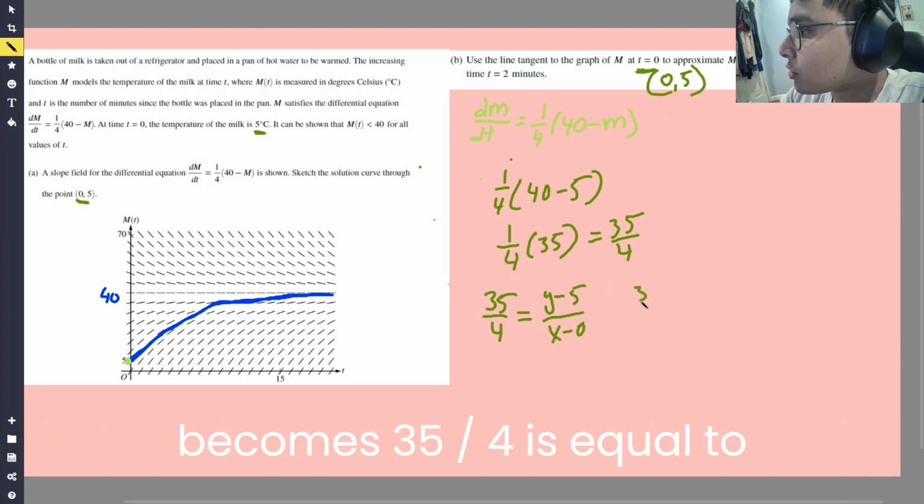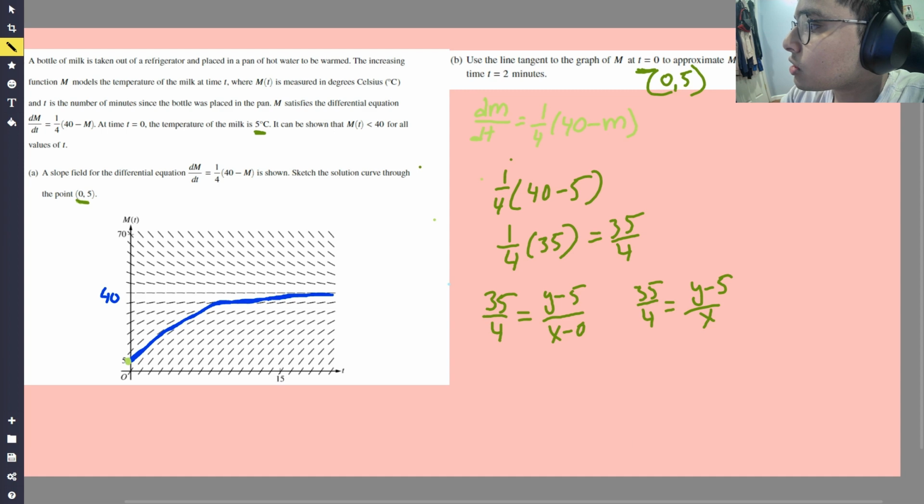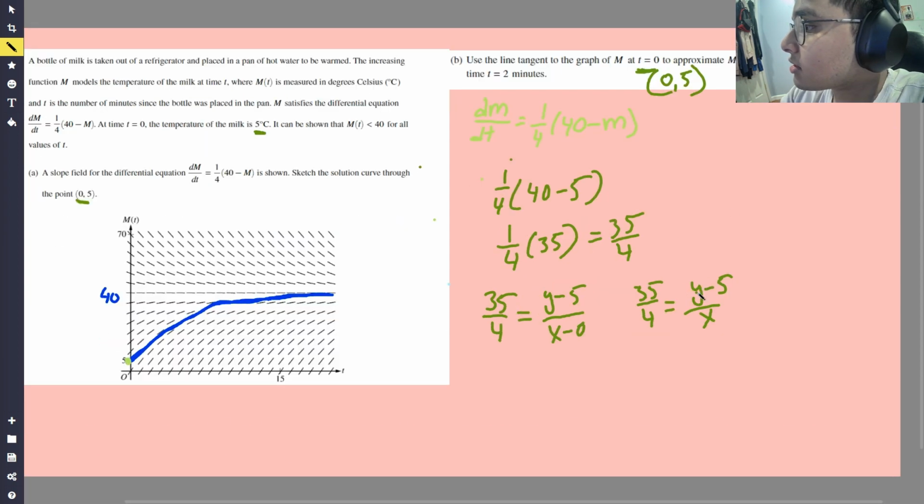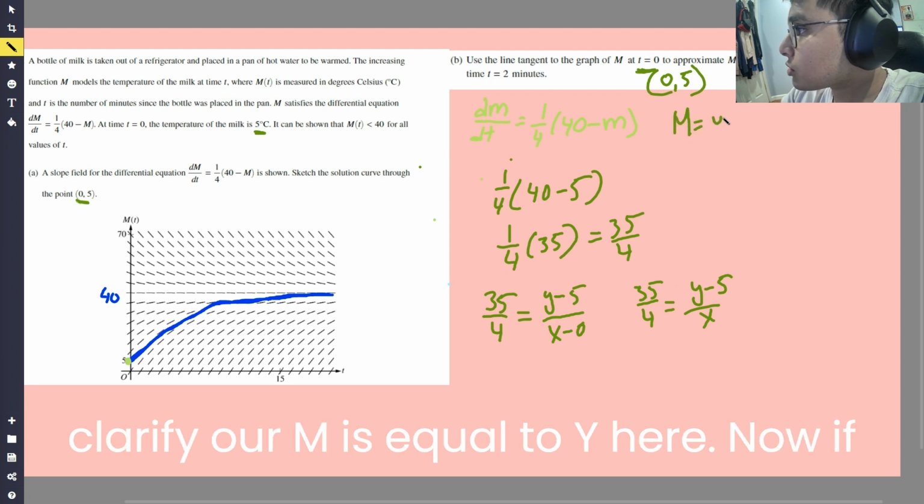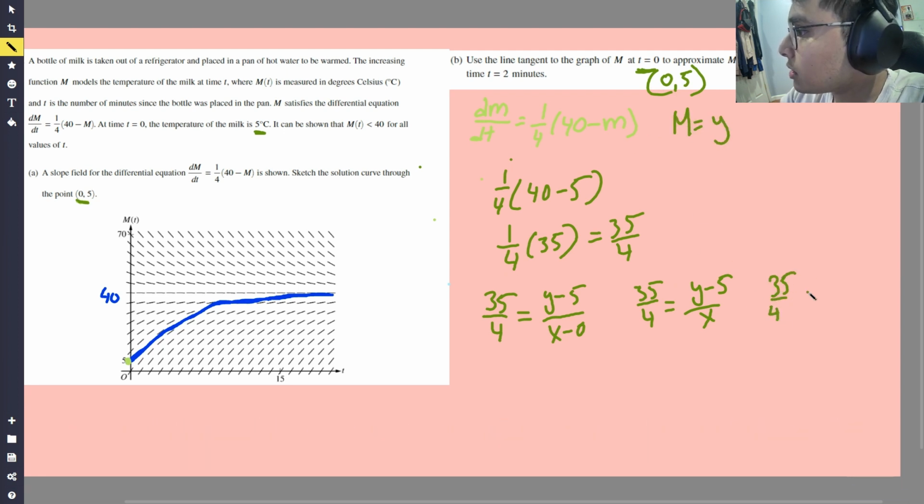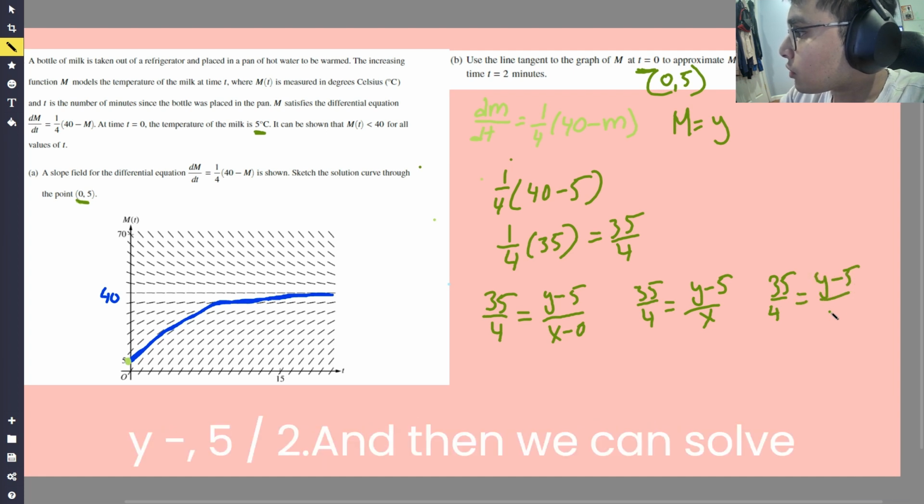Now we can simplify this. So this becomes 35 over 4 is equal to y minus 5 over x. Now we can plug in 2 for x, and then we have to solve for y. Our y is essentially our m here. So let me clarify, our m is equal to y here. Now if we plug in 2, we should get 35 over 4 is equal to y minus 5 over 2.